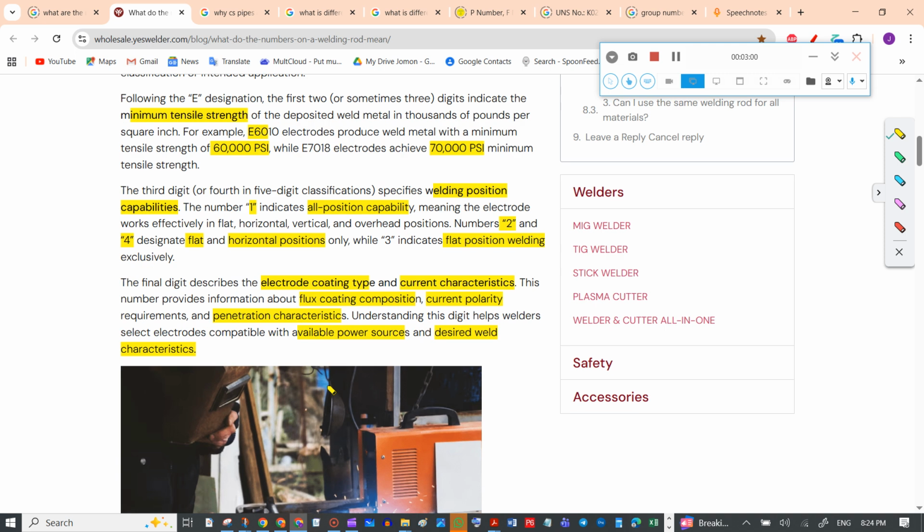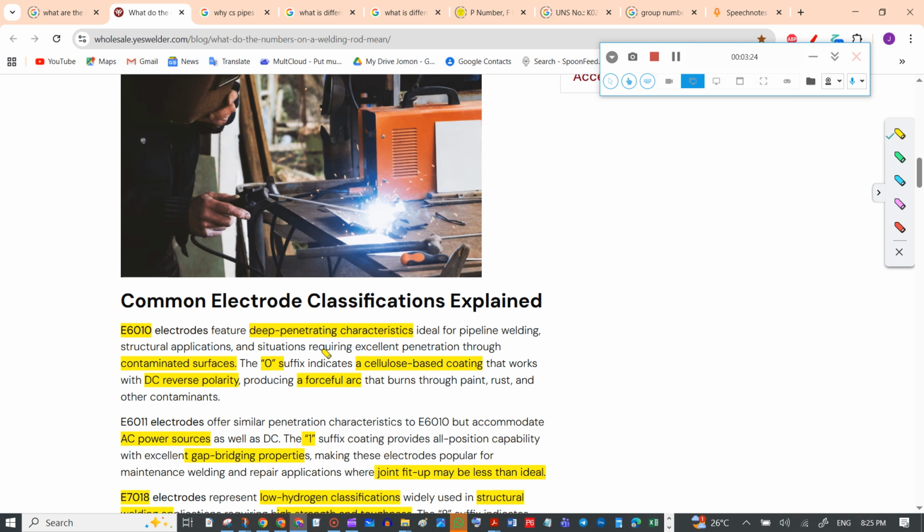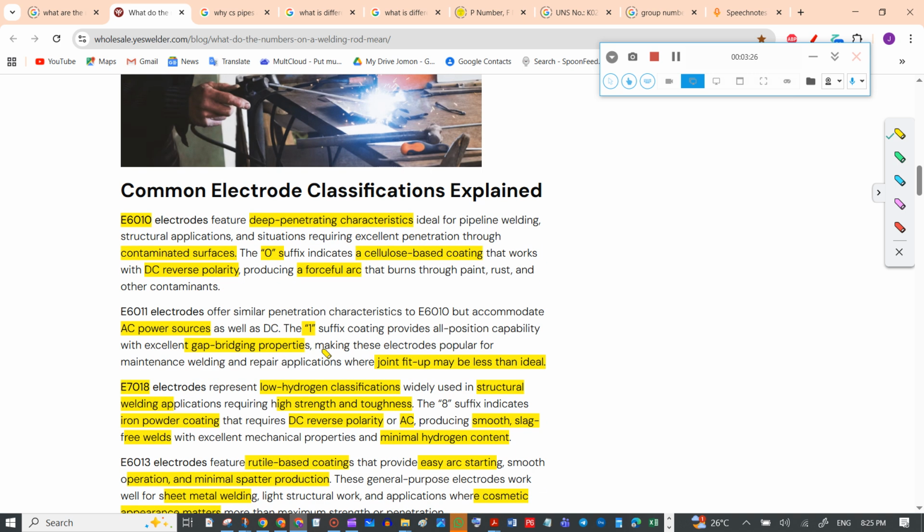The final digit indicates electrode coating type and current characteristics. This number provides information about the flux coating composition, current polarity requirements, and penetration characteristics. Understanding this, welders select electrodes compatible with the available power sources and decide weld characteristics. So we will discuss now common electrode classifications.